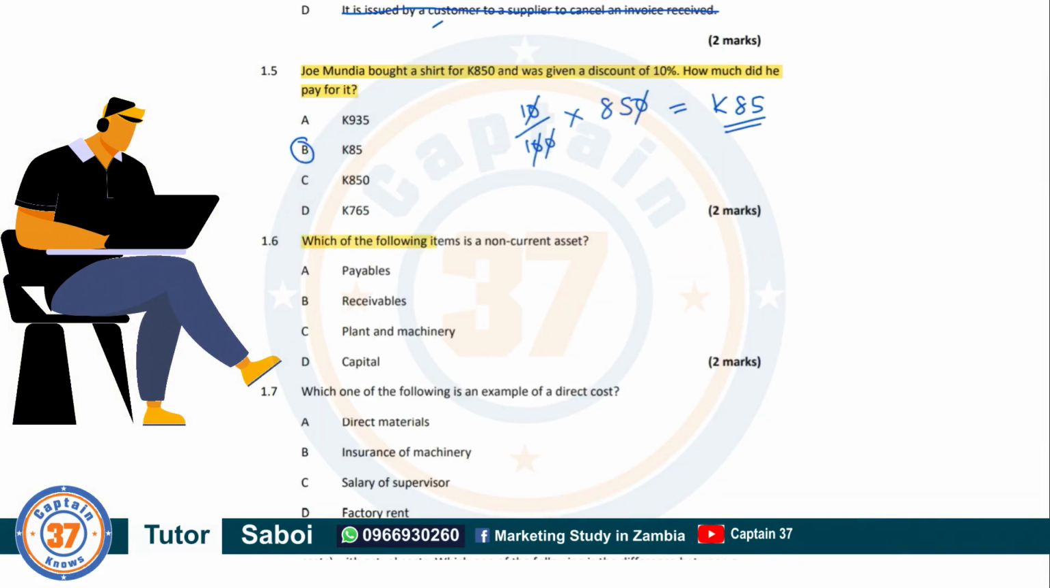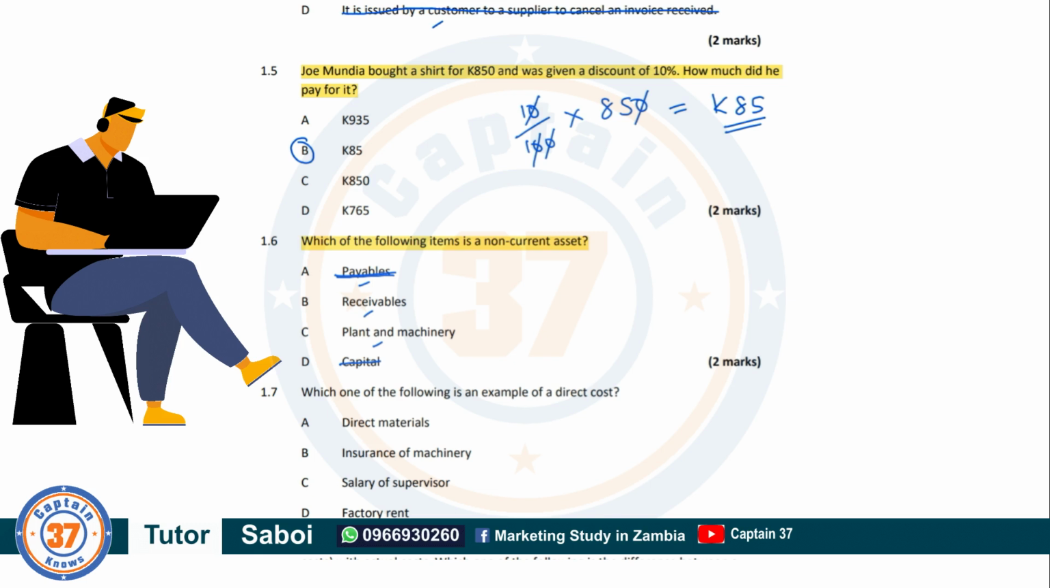Which of the following items is a non-current asset? Payable? Nope, this one's out. It is not an asset. Receivable? Receivable could be non-current. C, plant and machinery. D, capital. No, capital is not an asset. So the answer could be B, or it could be C.